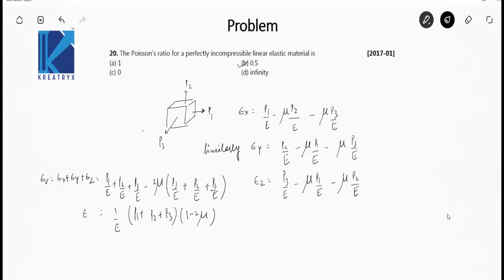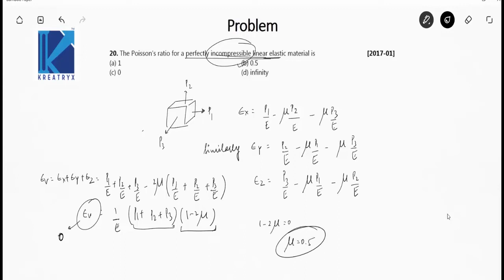This is volumetric strain. Now they have said that for a perfectly incompressible linear elastic material, incompressible, that means volumetric strain has to be 0. For volumetric strain to be 0, this can't be 0, so the only term that has to be 0 is 1 minus 2 mu. So 1 minus 2 mu is equal to 0, mu is equal to 0.5. So that is how you actually get this value, 0.5. Okay, next question.